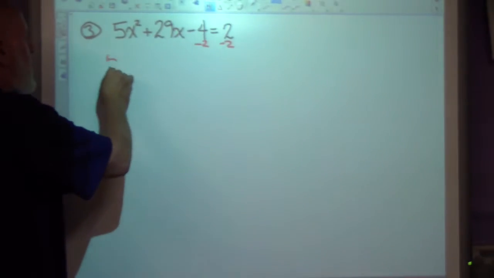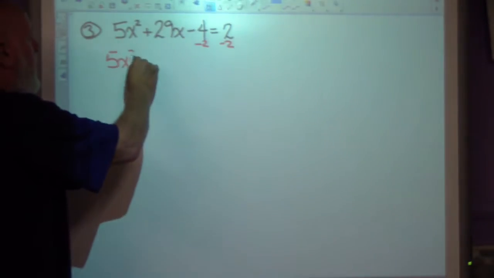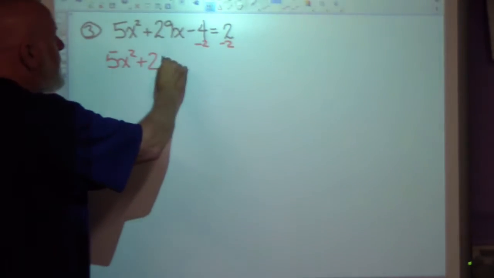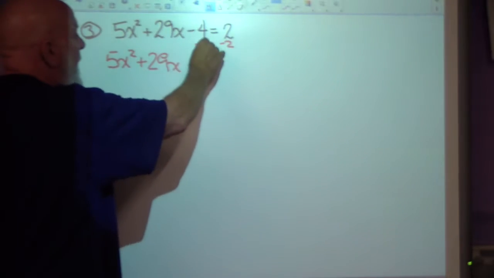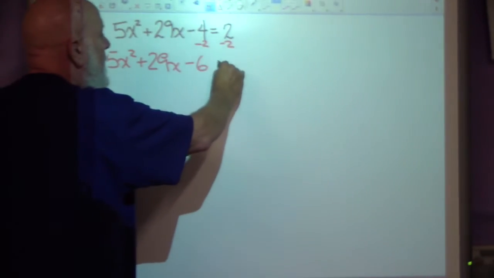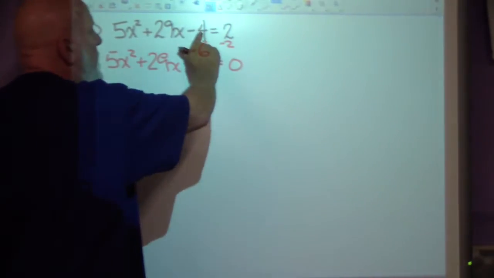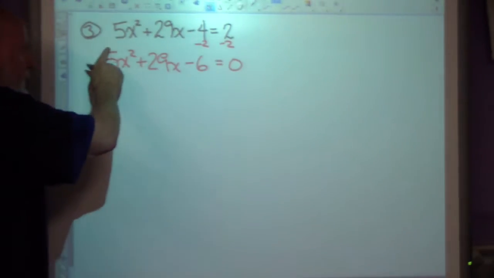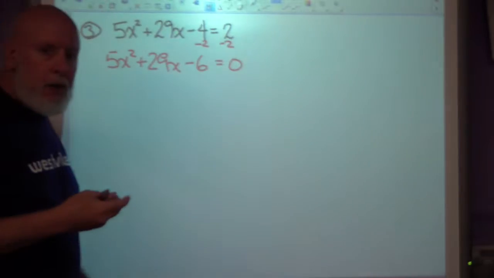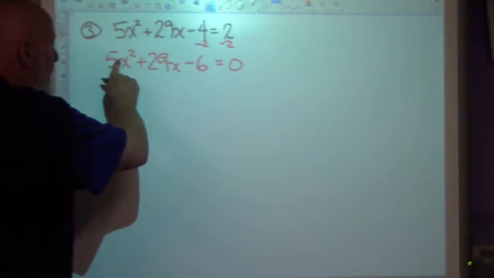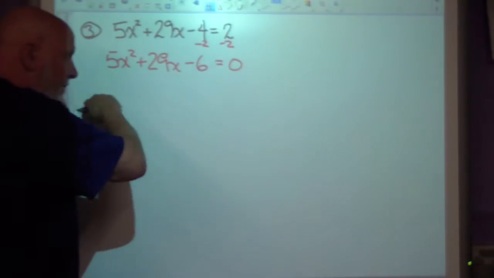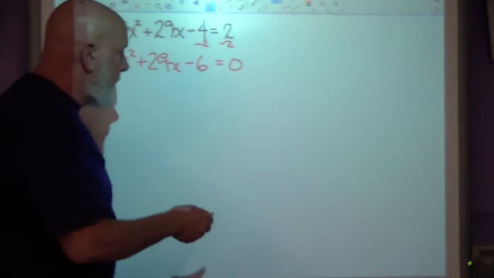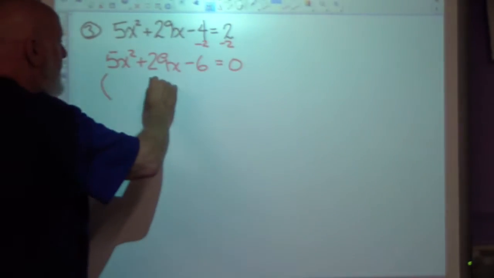This will yield 5x squared plus 29x minus 6 is equal to 0. Negative 4 minus 2 is negative 6. Now I'm ready to factor. I see my leading coefficient is a 5, so I'm going to try to factor a 5 out of everything, and I quickly see that these won't divide by 5, so I'm going to jump into using the t method. See if it can be factored that way.